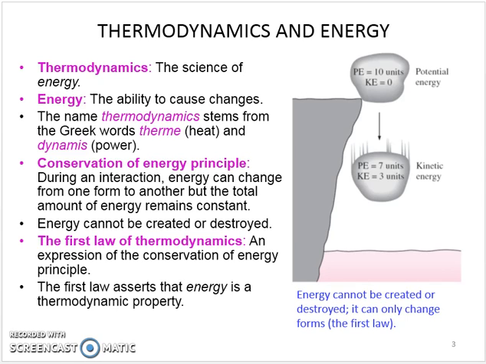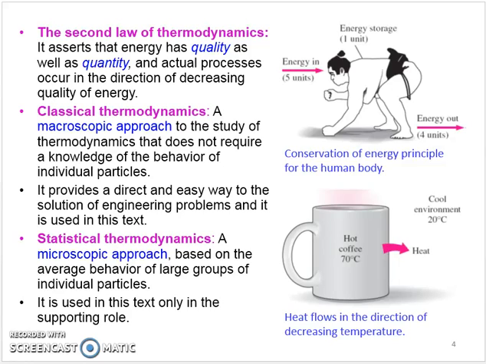During an interaction, energy can change from one form to another, but the total amount of energy remains constant. Energy cannot be created or destroyed. The first law of thermodynamics is an expression of the conservation of energy principle. The first law asserts that energy is a thermodynamic property. The second law of thermodynamics asserts that energy has quality as well as quantity, and actual processes occur in the direction of decreasing quality of energy.